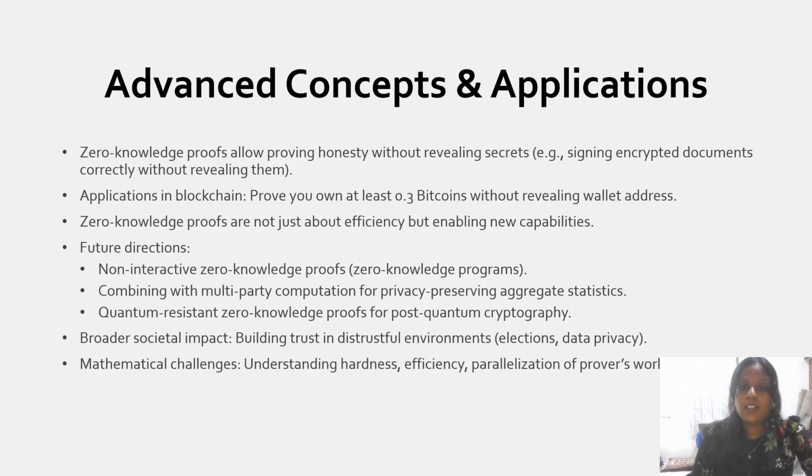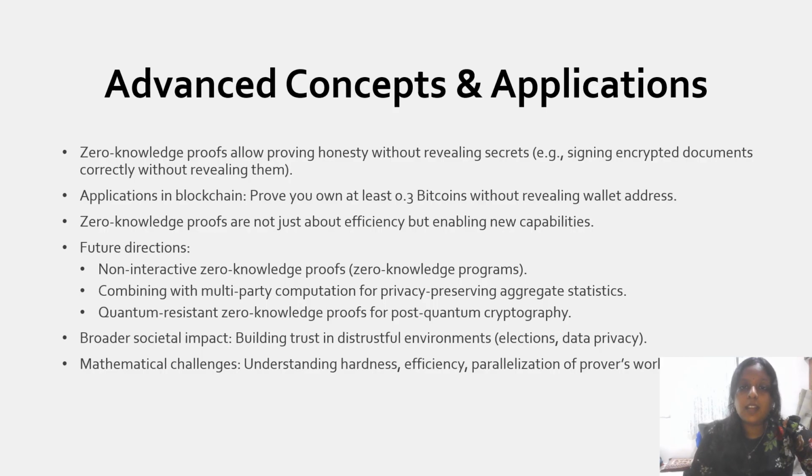Yes, even the definition of zero knowledge proof sounds impossible and kind of weird because we can't prove something to someone without telling them everything about what we are trying to prove. But zero knowledge proof gives the way for it. So future directions with zero knowledge proofs include non-interactive proofs, combining with multi-party computation for privacy, and developing quantum resistant proofs.